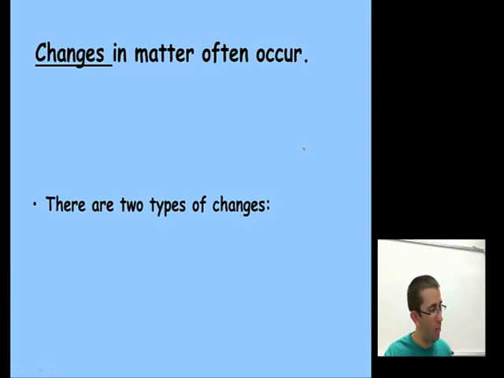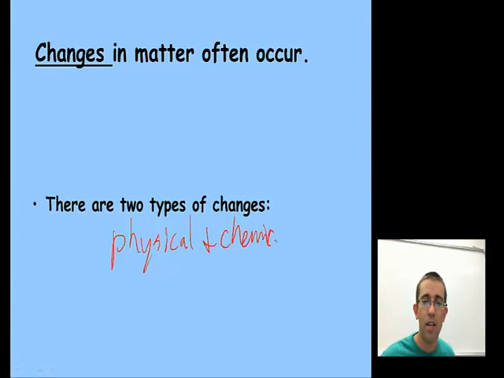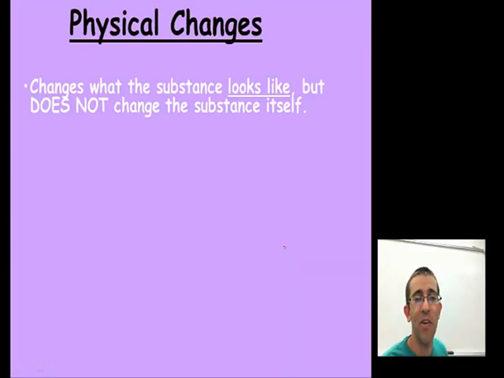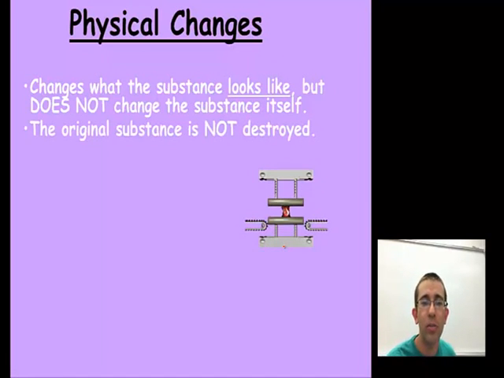Changes in matter, alright, often occur, and there are two types of changes. And this should look familiar. The two types of changes are physical and chemical. So we have physical changes, we have chemical changes. Let's talk about those. Physical changes change what the substance looks like, but do not change the substance itself. Okay? So all of a sudden it looks different, but it doesn't change the substance itself.